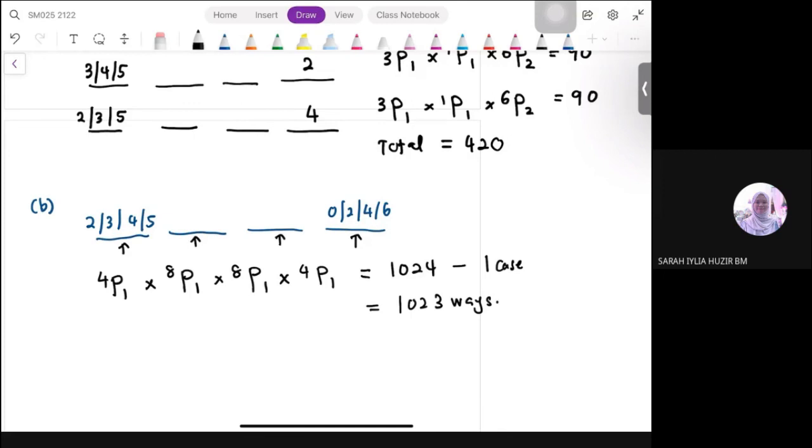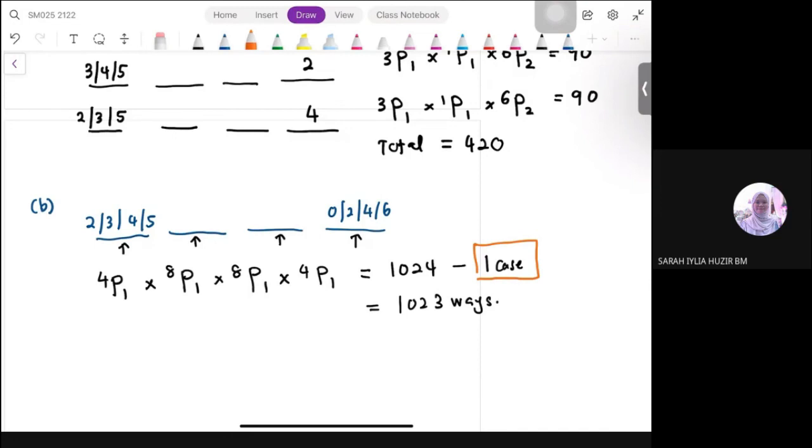1023 different arrangements. Okay, now why do we have to minus this one case? Right, remember back the condition, our number must be between 2000 up to 6000. Means di antara 2000 sampai 6000. 2000 is excluded. 2000 tu tak termasuk. So, we have to consider this situation.